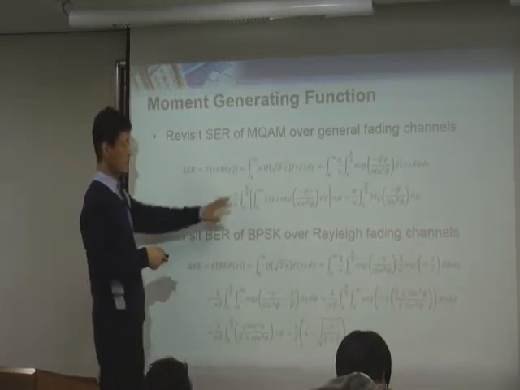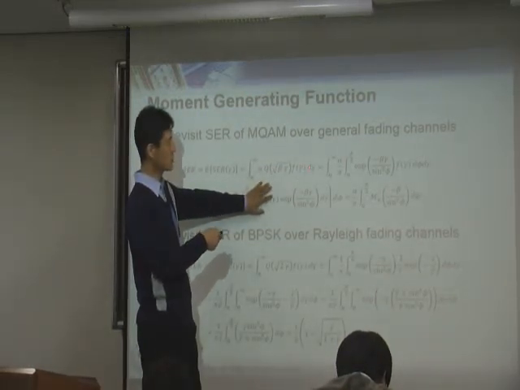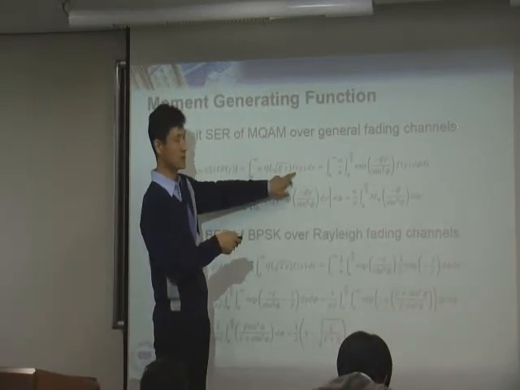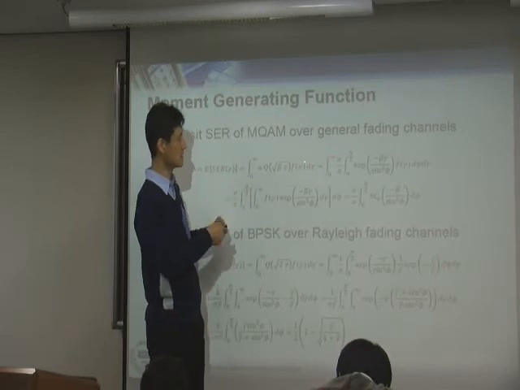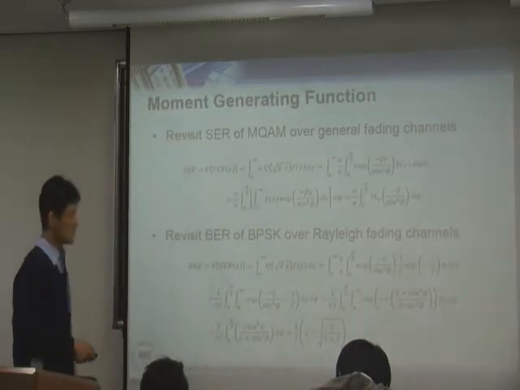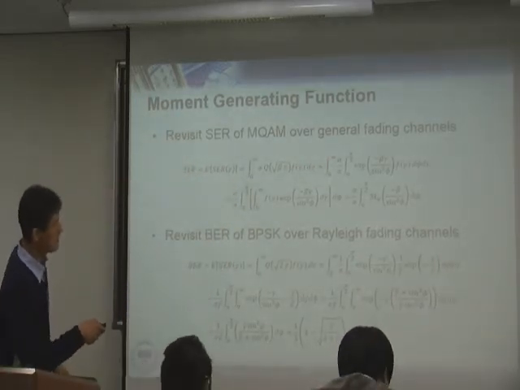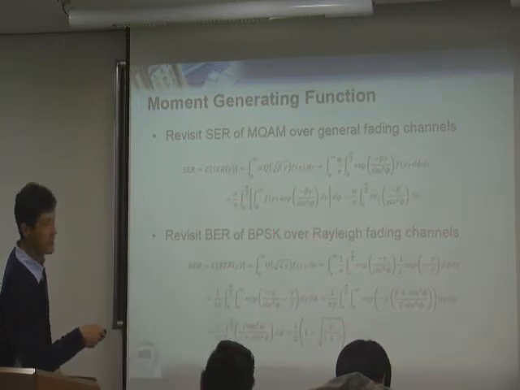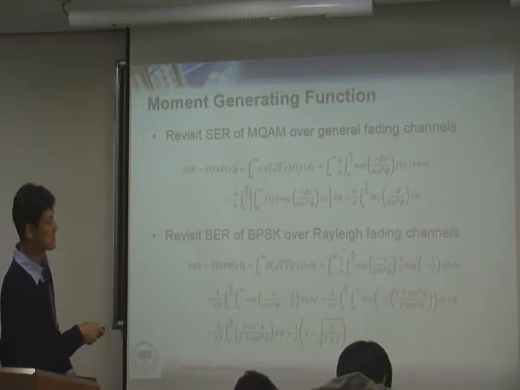So far in this equation, I didn't assume anything about the channel. I just said it's a general fading channel. I didn't make any assumption. Just to give you an example, now let's assume a BPSK or a Rayleigh. This is a little bit more specific example.